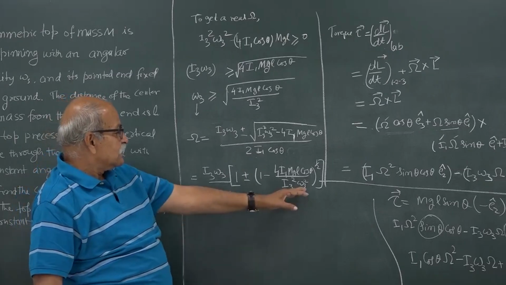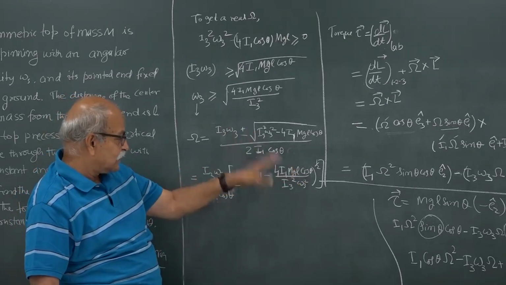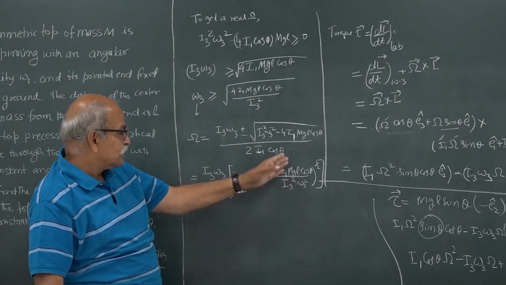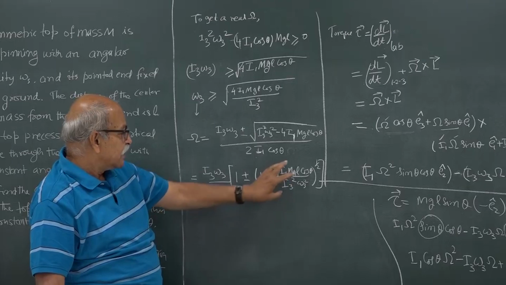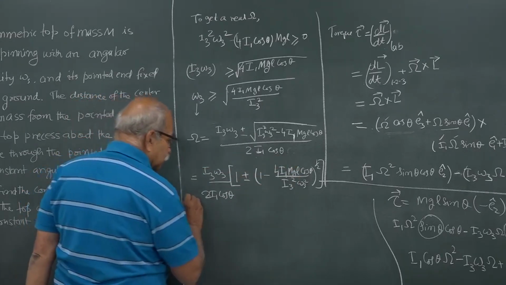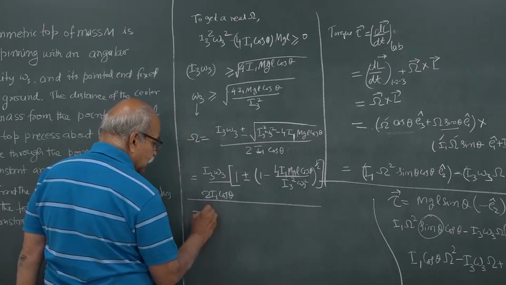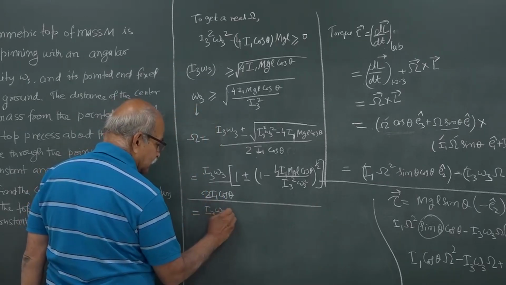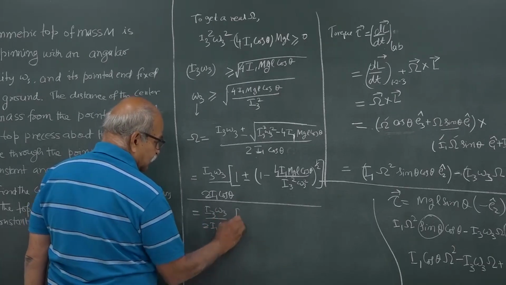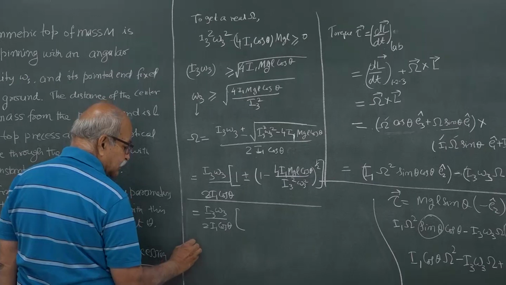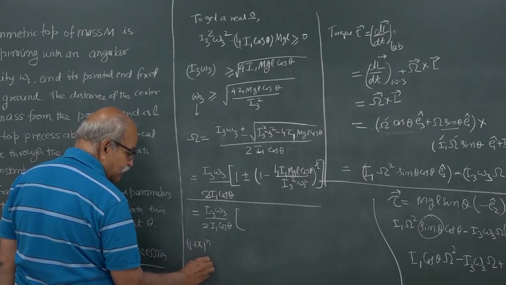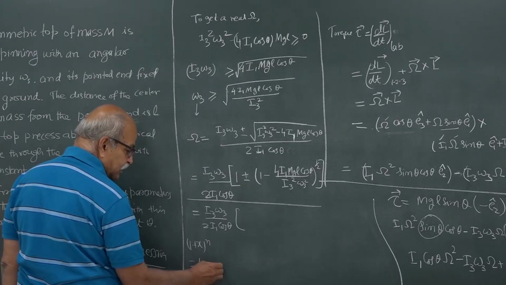Now, since omega 3 is large, to get a precession, omega 3 is large, and therefore, you can do a binomial expansion and keep only the first term. This whole thing is small. So, now it is equal to I3 omega 3 divided by 2 I1 cos theta. You know that 1 plus x to the power n, when you expand, your first term is nx, and then you have more terms.